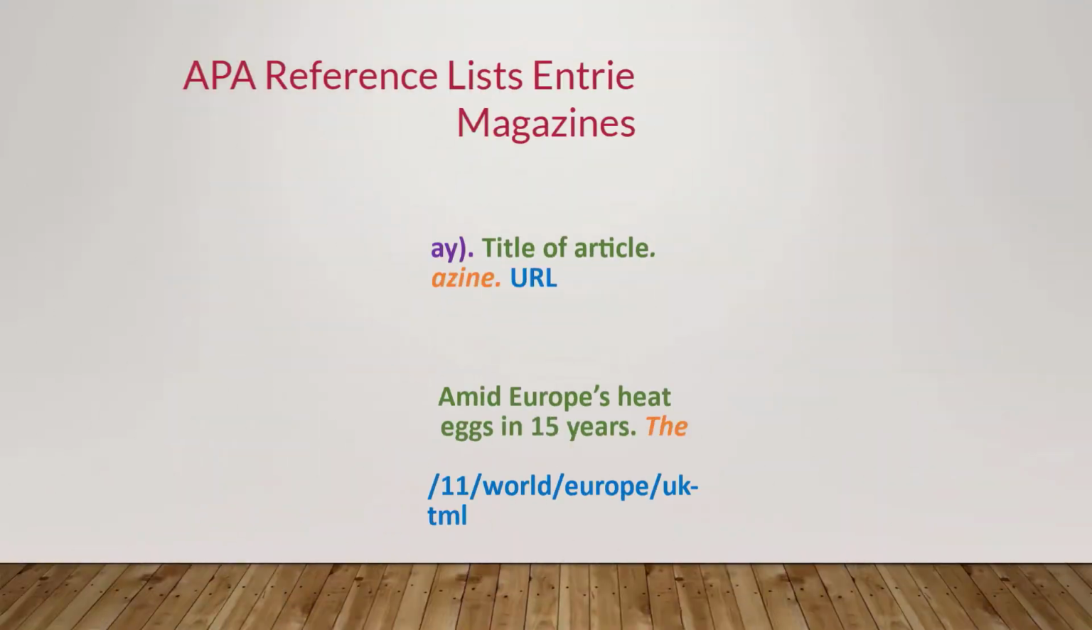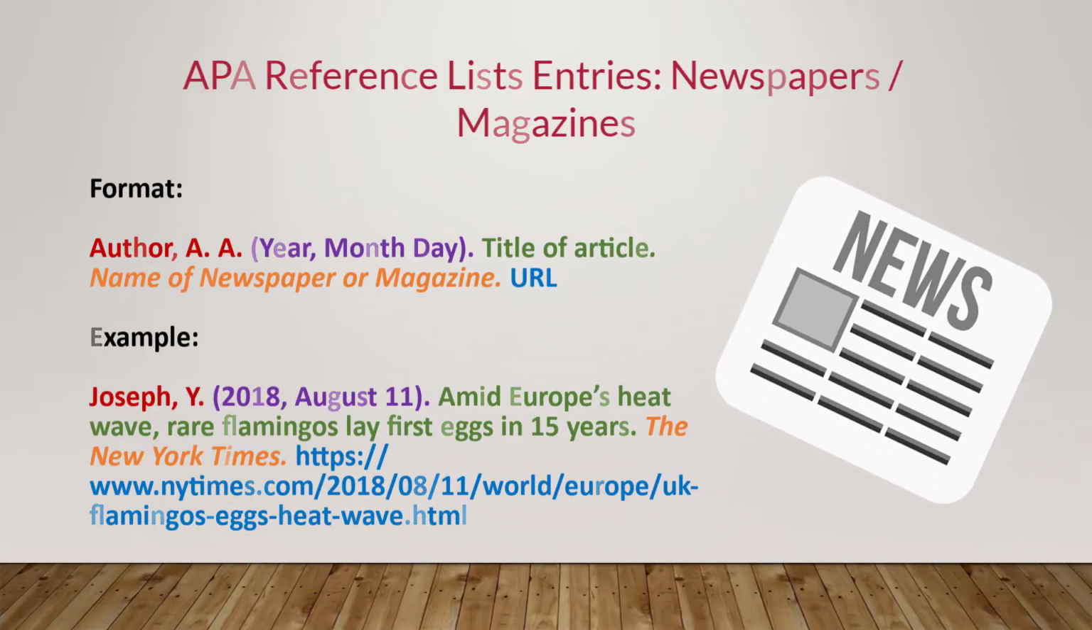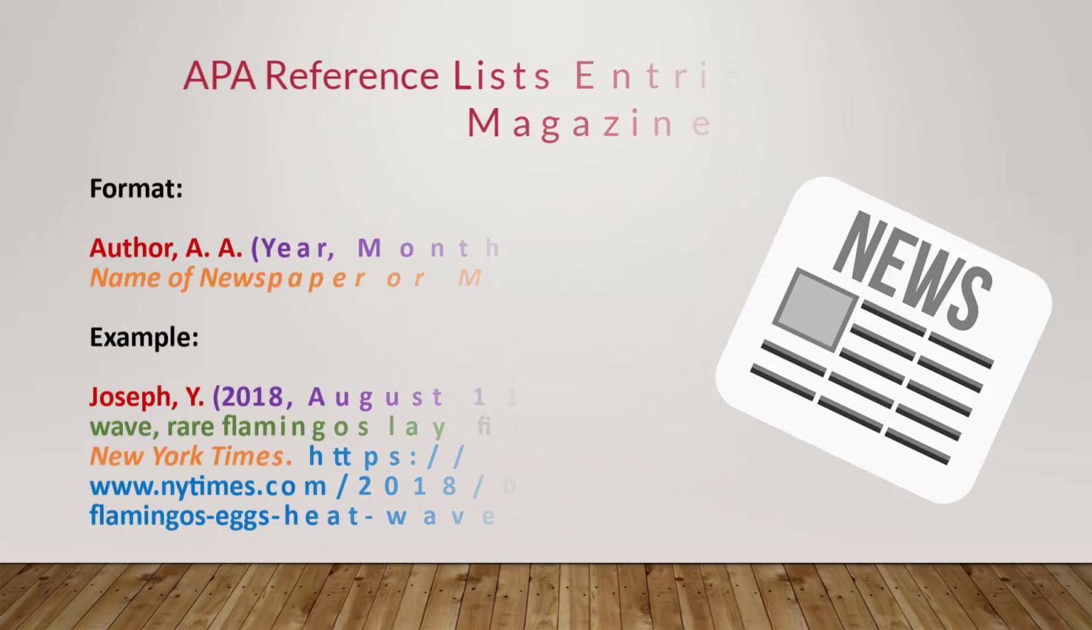For a newspaper or magazine, list the author, the publication date, the title of the article, and the name of the newspaper or magazine in italics. The publication date is written as the year, followed by the month and day. If you are citing an online newspaper or magazine, include the URL.